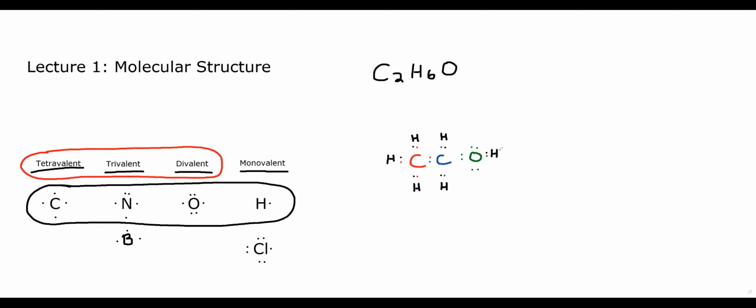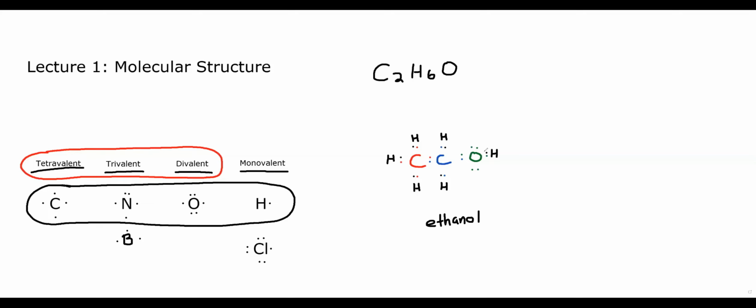Add a hydrogen to each spot, and we have drawn our first molecule. This is ethanol, or ethyl alcohol. This is what's commonly found in adult beverages. There are also many other uses for ethanol. It's a very common substance. You'll find it as a fuel additive, for example, among other things.